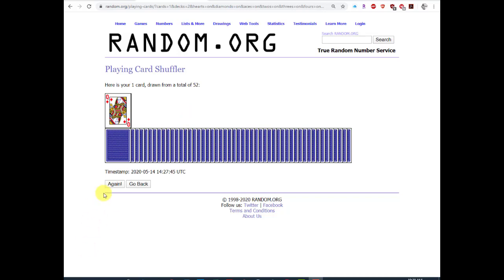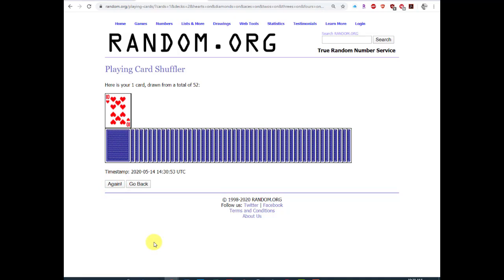So let me see what I get this time. I'm going to go ahead and draw again. Okay, and I get another red card, the 6 of diamonds. If I put this card back and I mix them up, what is the probability of me getting a red card? It's still 50%. This time I got a 7 of diamonds. Makes sense. I'm going to put this card back and draw again. What is the probability? 50%. There's no change in the probability. And I go ahead and draw again. This time I get the 10 of hearts.